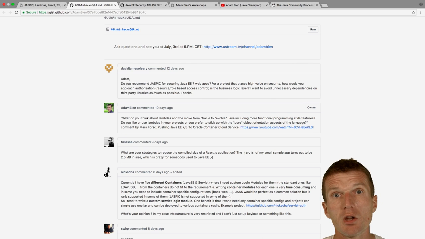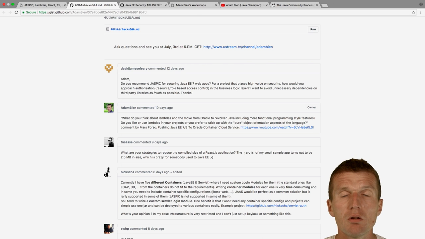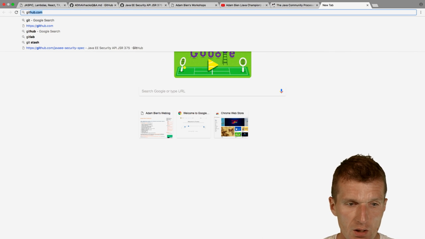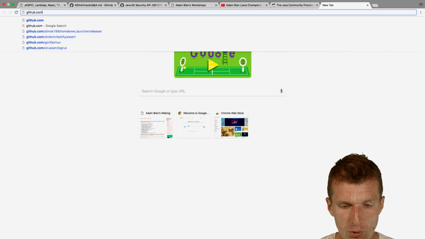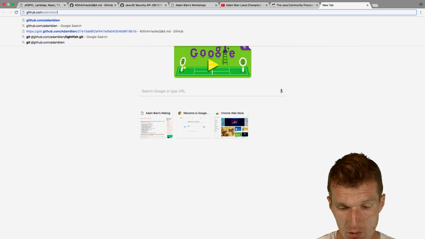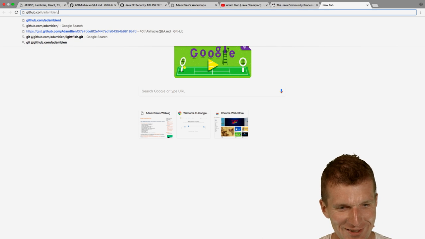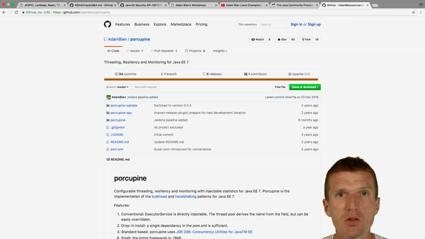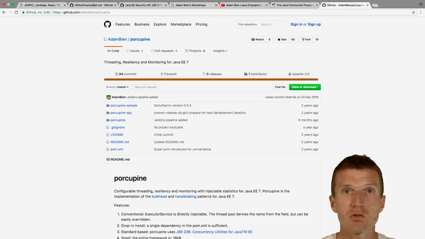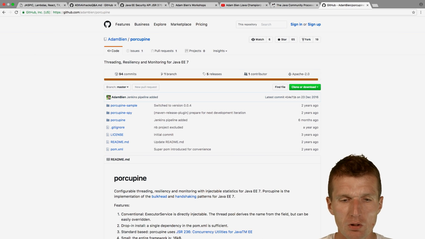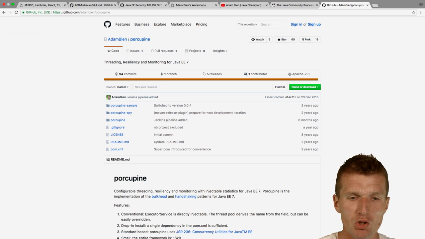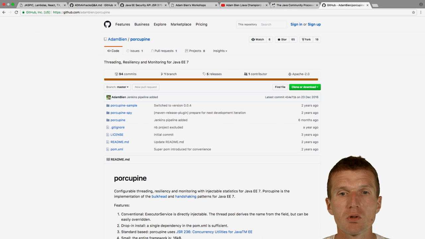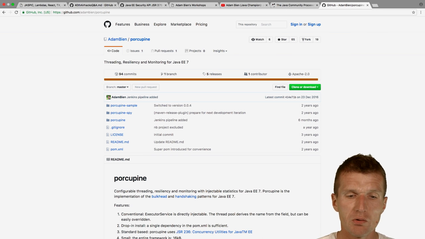I use Arquillian, DeltaSpike, or CDI Unit only in cases where I heavily depend on the capabilities of the application server. For instance, there is one library called Porcupine, which means the same as Hystrix. If you clone the code, it is exclusively tested with Arquillian, because there is no other way to test it, because it heavily depends on the application server. The whole point is injection of thread pools.